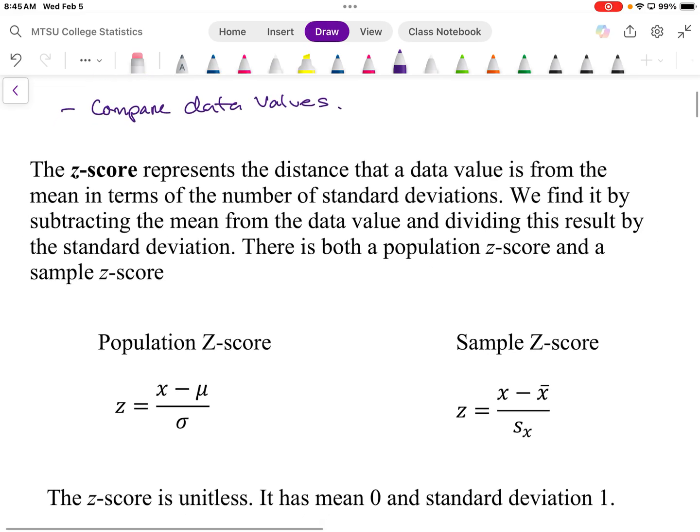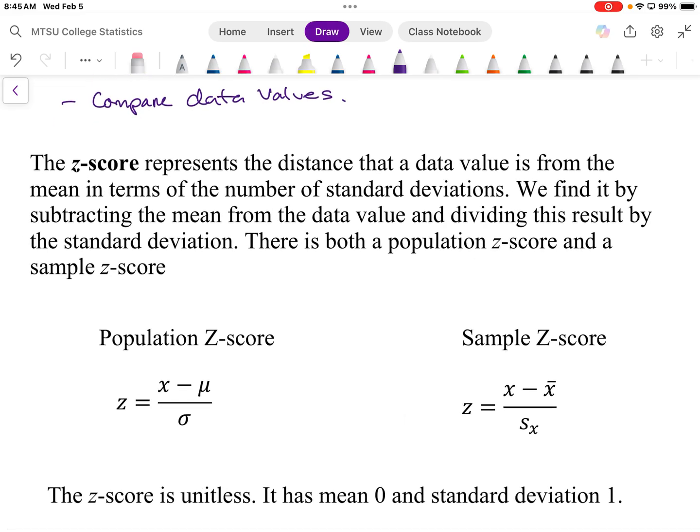So here are the formulas. They're pretty much identical. A z-score represents the distance that a data value is away from the mean. It's how far away a data value is from the mean in terms of standard deviations. So when we get this z-score for a particular data value and we get it to be like 1.67 or something, then it's roughly 1.67 standard deviations above the mean.